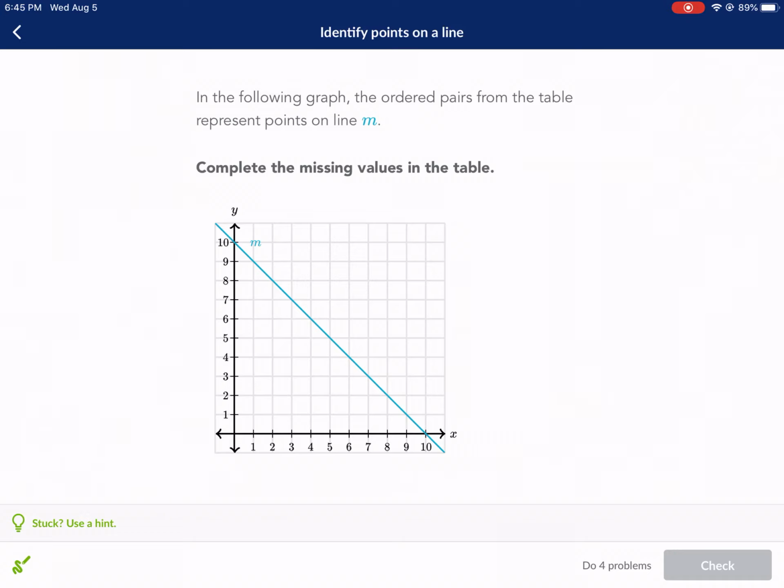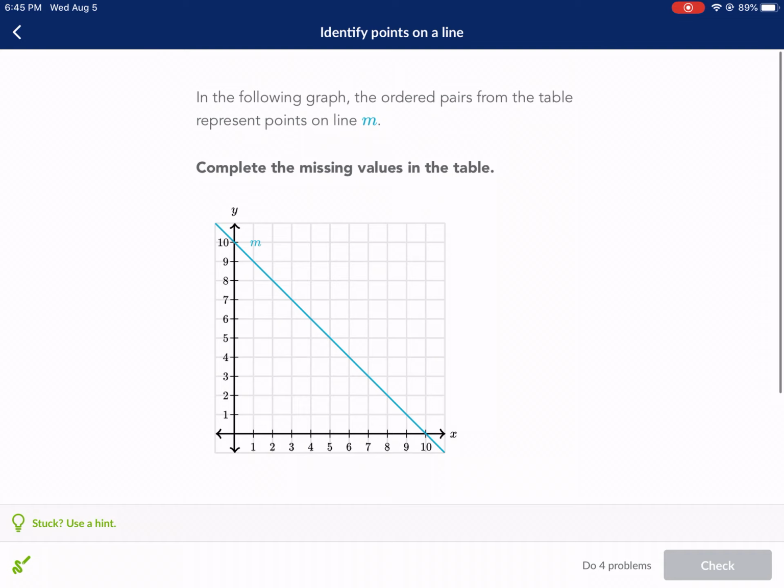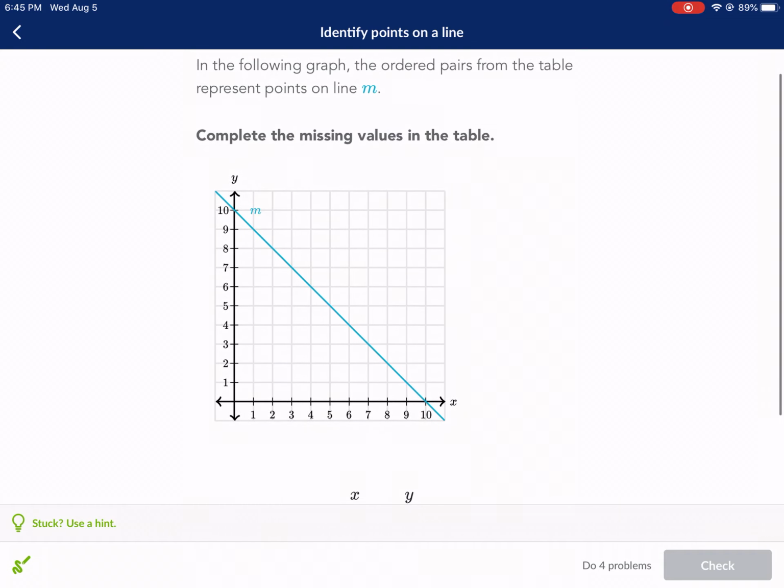We're going to be doing identify points on a line. This is a very basic exercise geared towards those that are learning how to use and read the coordinate plane, and we're only going to be dealing with positives here.